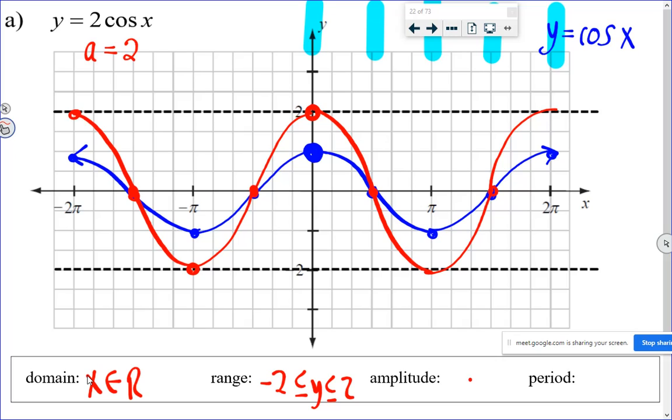The amplitude is 2, and the period is still 2 pi. It still repeats every 2 pi. And that shouldn't be a surprise, because if the period is a horizontal measurement, it's not going to be affected by a vertical stretch. By the way, this 2, this 2, and this 2 are all 2's because A is 2. Does anybody have any questions with question 2A?